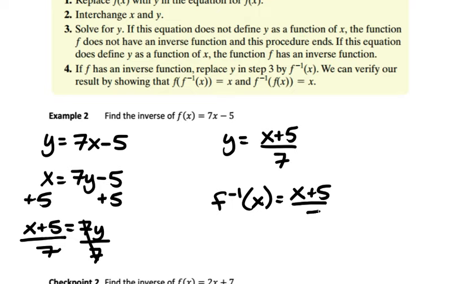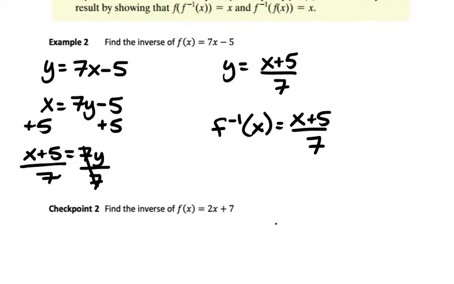The way that you'll see this in the homework, you won't have to type in this f inverse of x. It'll give you f inverse of x equals, and then you'll just type the rest of the function into the box. So x plus 5 over 7. So next you should look at checkpoint problem number 2. Do this in your notes, check your answer, and then you can do the homework.